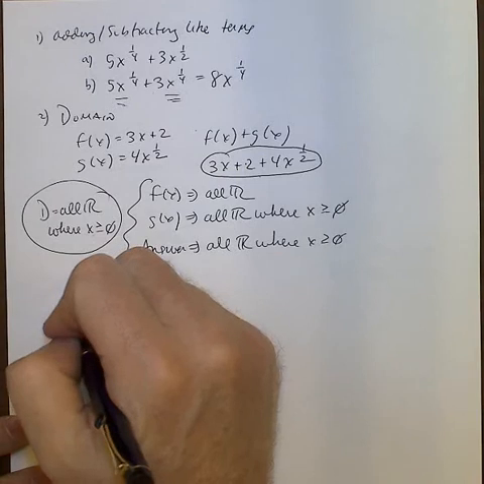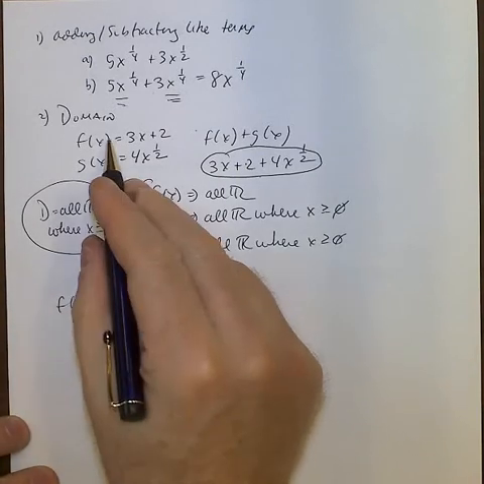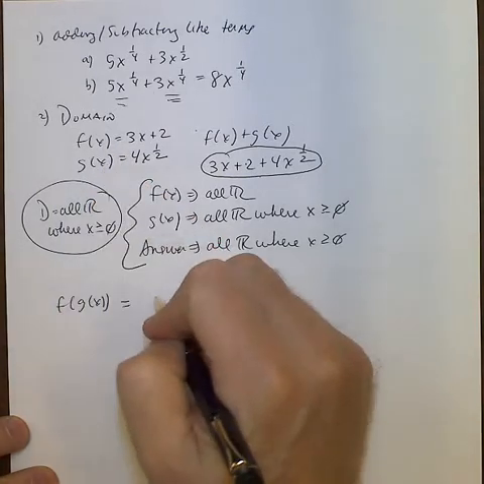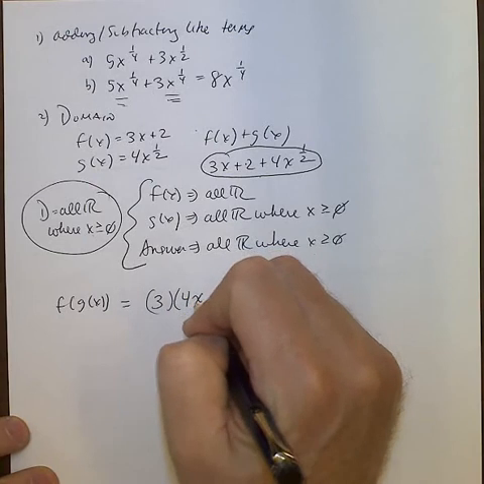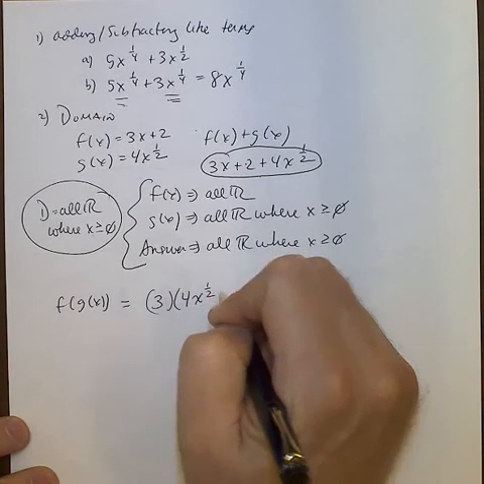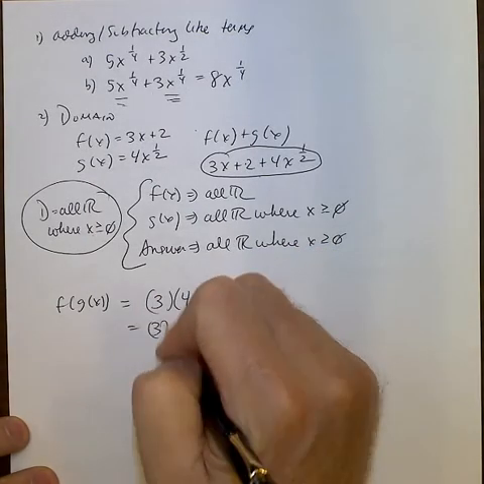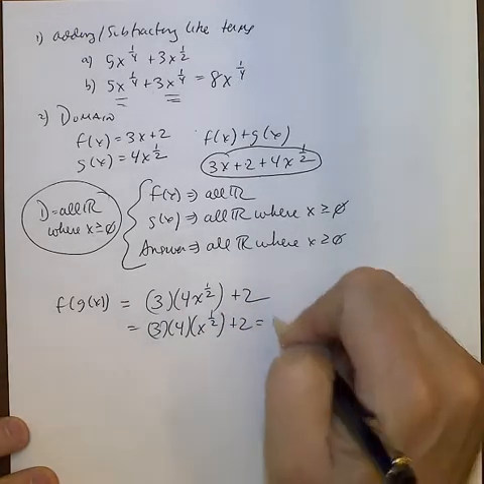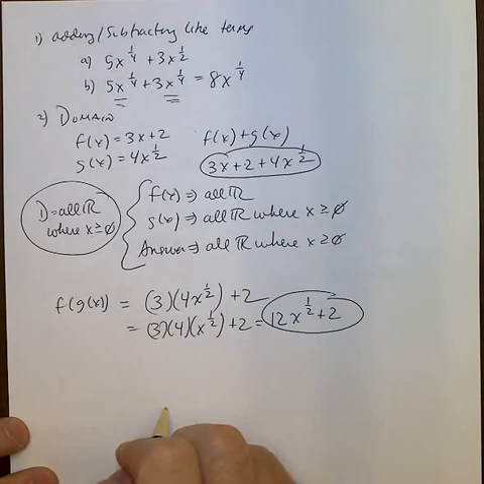Now, if I asked you to do f of g of x, meaning a composite, I'll use these same two functions, this f of x, this g of x. f of g of x will equal 3 times 4x to the 1/2 plus 2. That's the same thing as this. And I can combine the 4 times the 3. Okay, that's my f of g of x.